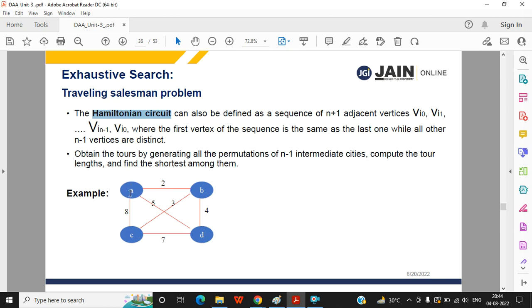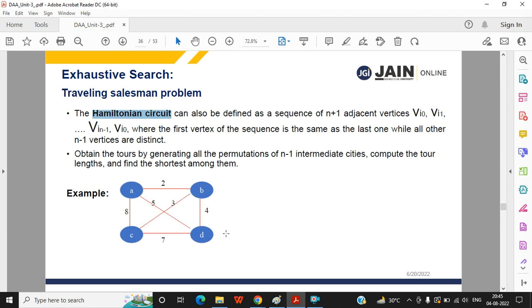Since this is a circuit, we have to reach the initial point. If it is not a circuit, if it is a path, a Hamiltonian path, then A, B, D, C will become a Hamiltonian path. Since it is mentioned Hamiltonian circuit, what will be the Hamiltonian circuit? A, B, D, C, A. You have to reach the first node. So this is a Hamiltonian circuit. Again, this is another Hamiltonian circuit: A, D, B, C, A. This one is again a Hamiltonian circuit.